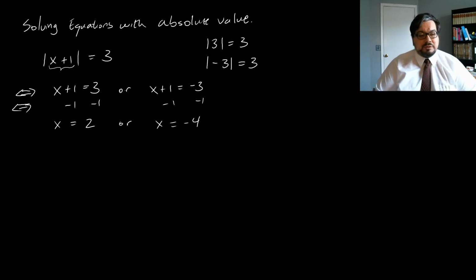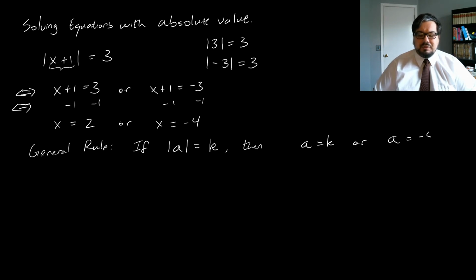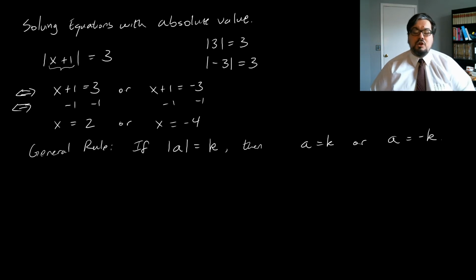So as a general rule, if the absolute value of a is equal to, let's say, some number k, then a is equal to k, or a is equal to -k. We do want to be somewhat careful here, though, because as we saw last slide, the absolute value is always greater than or equal to 0.